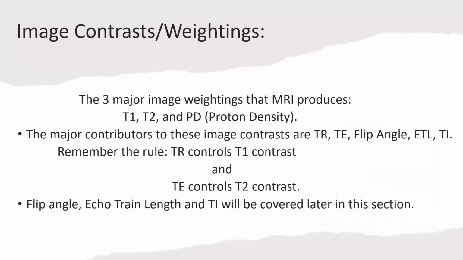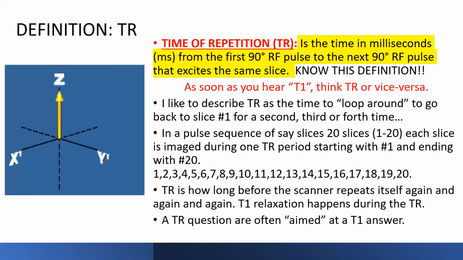Okay, so now we're done with intrinsic tissue parameters. Now we're going to jump forward to intrinsic scan parameters. Those intrinsic scan parameters, the biggies are TR, TE, flip angle, echo train, and TI. So remember, the old rule in MRI, and it's been around since I started 30 years ago, TR controls T1, TE controls T2, and we're going to cover mostly TR and TE right now, and then we'll jump forward to flip angle and echo train.